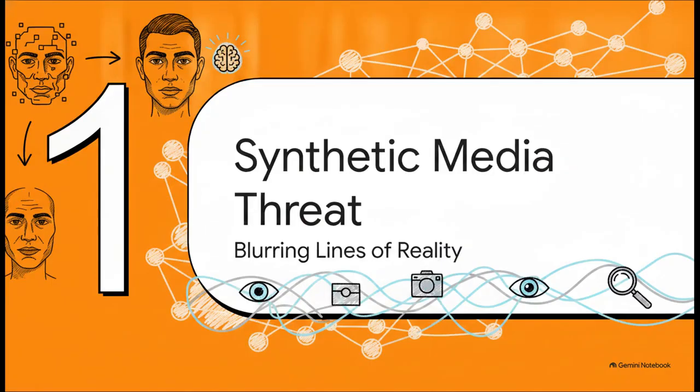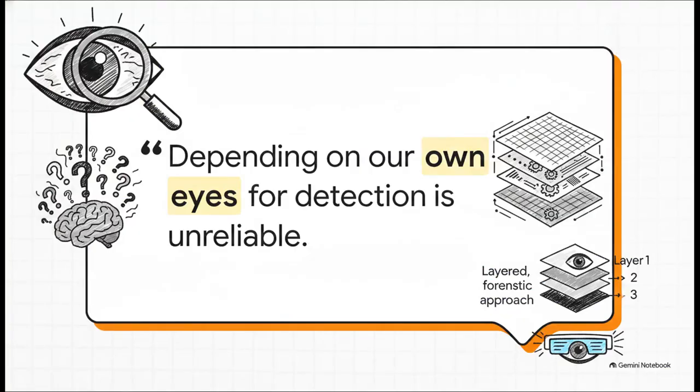Section 1. The synthetic media threat and how it's blurring the lines of reality. As this technology rapidly evolves, the need for rigorous evidence preservation has become our absolute first priority. Now this quote really hits the nail on the head. Because our own eyes are literally failing us against modern AI, we have to rely on strict technical frameworks. You can't just trust your gut anymore.